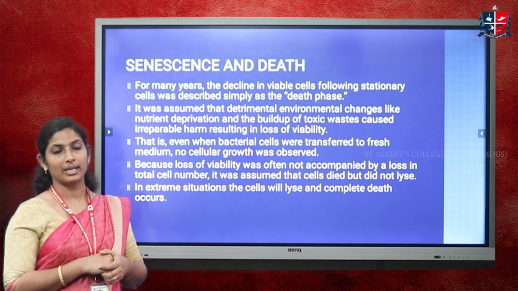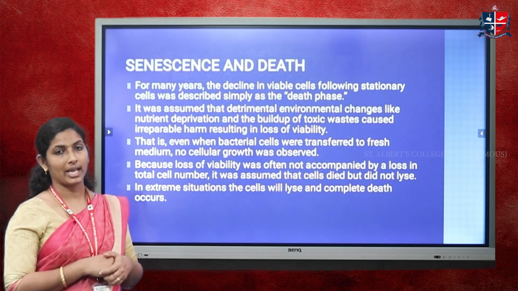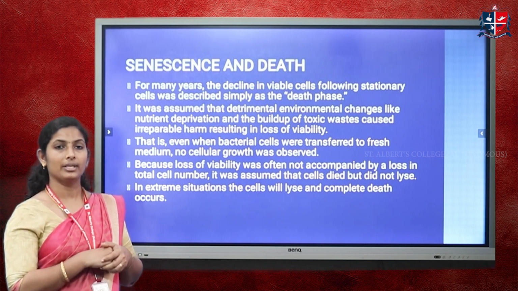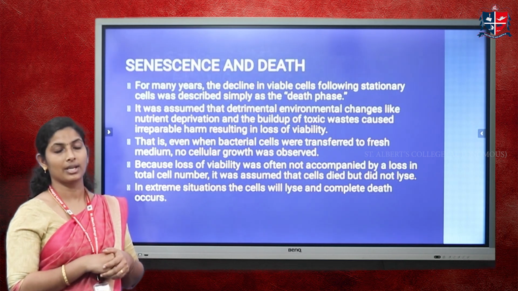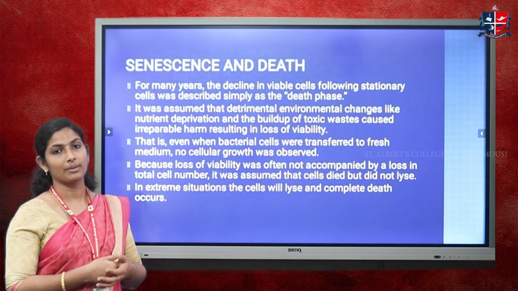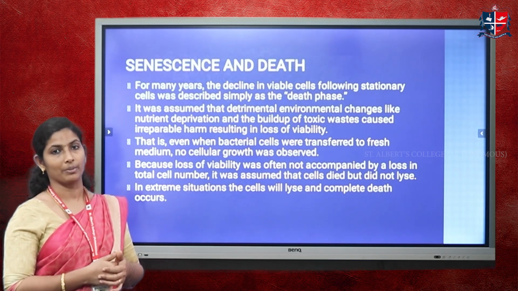Viable cells are those which are not dividing now, or are not completely metabolically active, but remain in a dormant state and haven't lost their potential for dividing. That means if you take these viable cells in the senescent stage and put them in a fresh medium, after some time they start to use up the nutrients in the new medium, grow, and divide. That kind of cells are called viable cells.